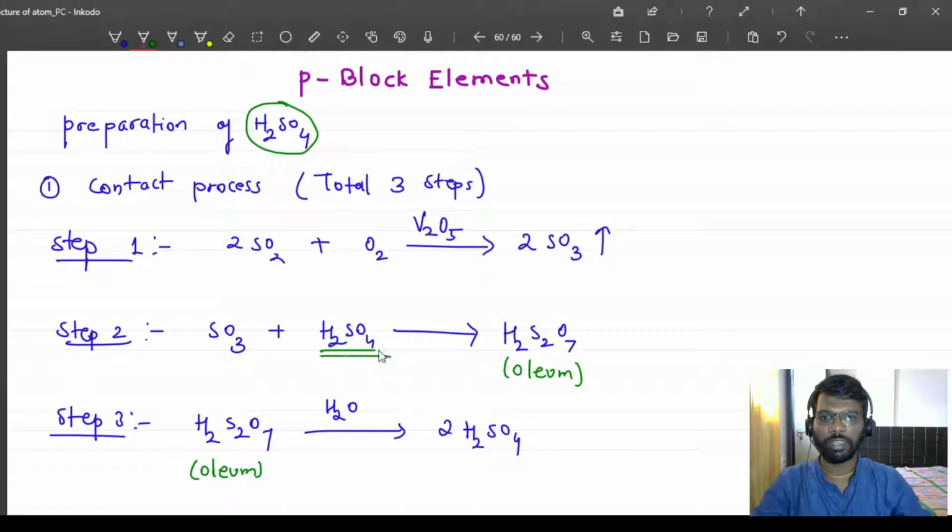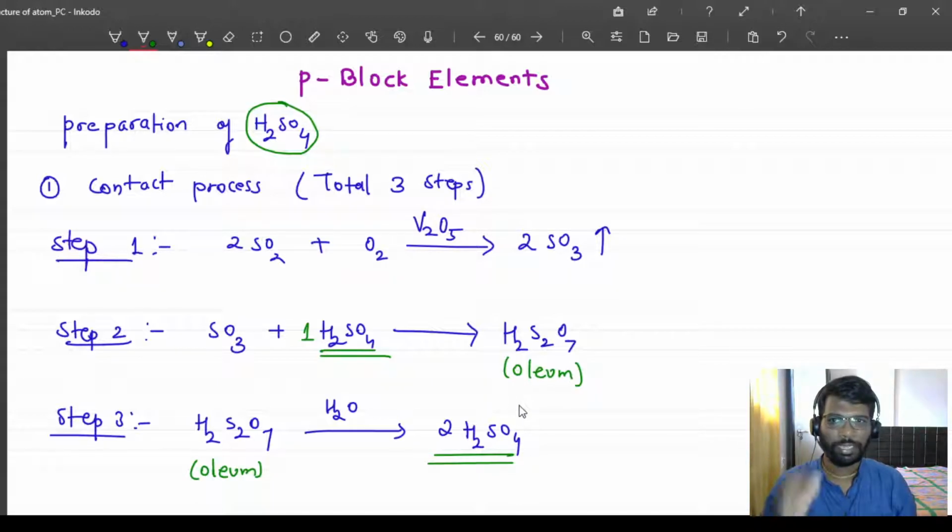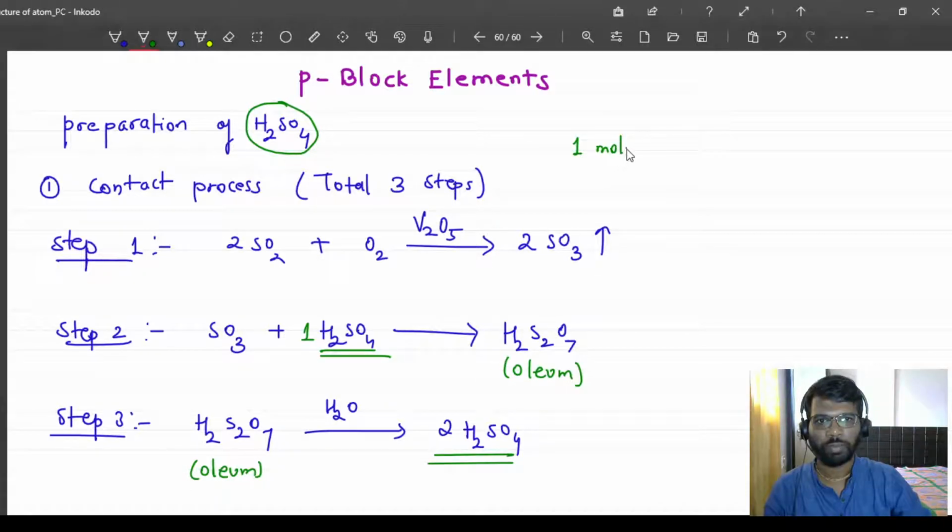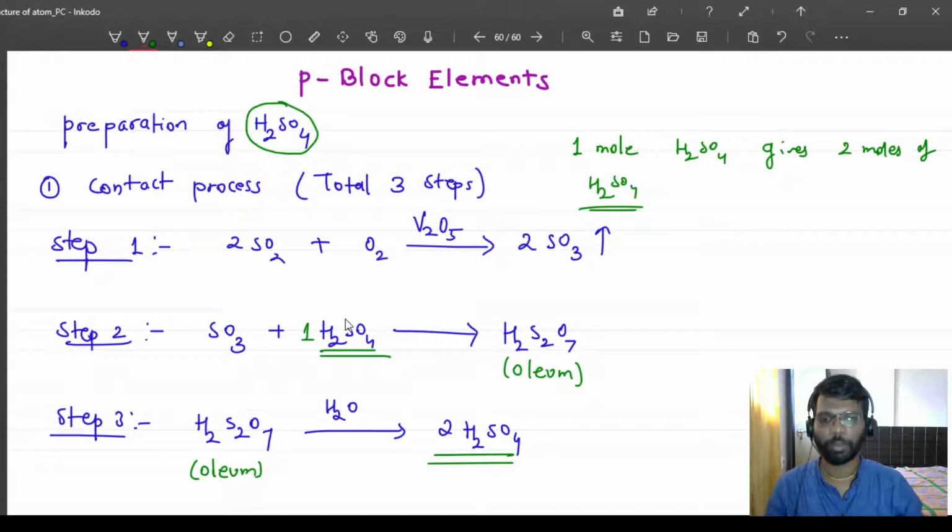So what is the significance? Although we are adding H2SO4, we are just adding 1 mole of H2SO4, and you are getting 2 moles of H2SO4 as a product. So we are in profit of 1 mole of H2SO4 in this contact process. So the thing about this reaction is 1 mole of H2SO4 gives 2 moles of H2SO4. Okay, that's it. So this is what the contact process is.